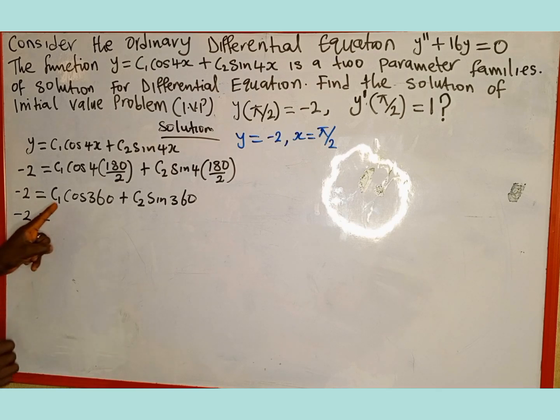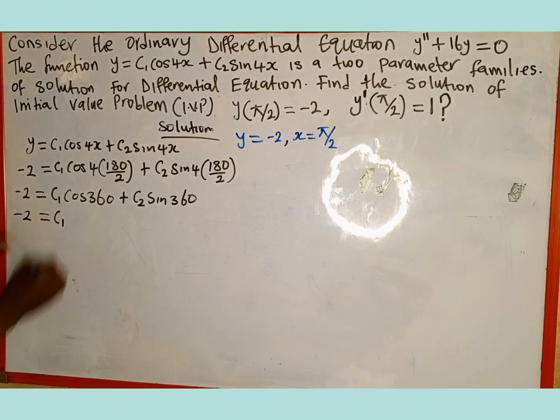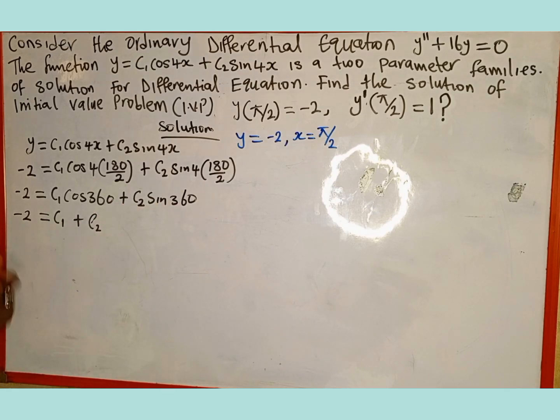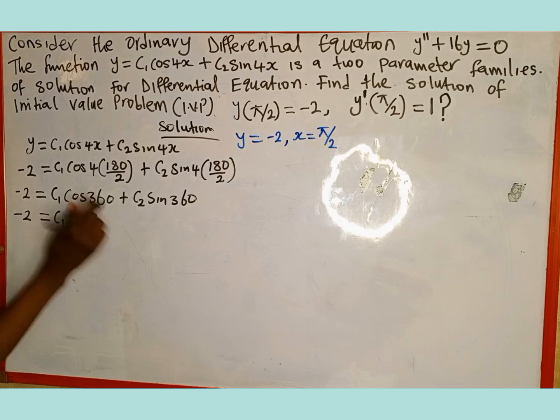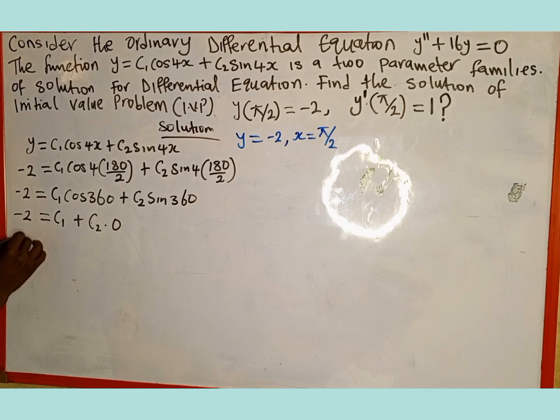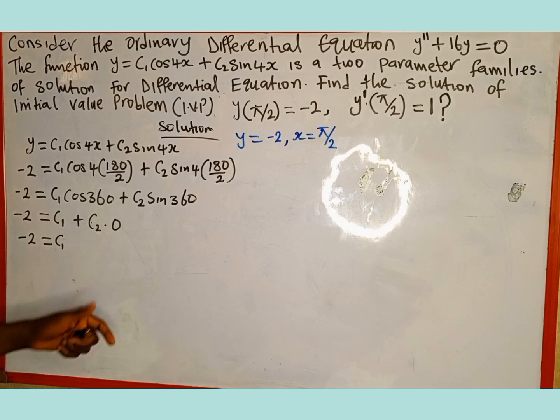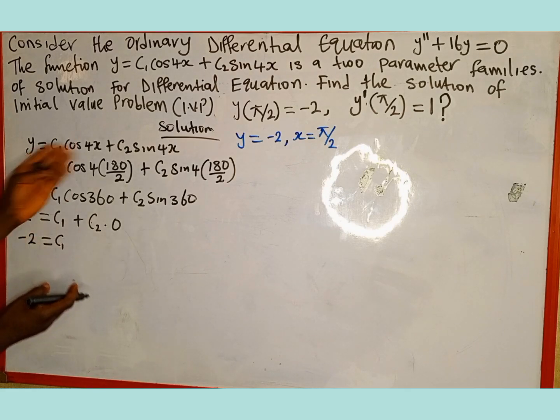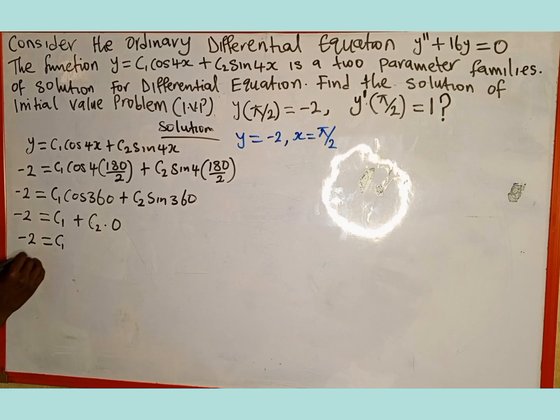Now we simplify further. -2 = c1, then cos 360 is equal to 1. So 1 multiplied by c1 is also c1. Then plus c2, then sin 360 is 0. If you press your calculator, sin 360 is 0, and multiplied by c2 gives 0. Therefore -2 = c1 + c2 multiplied by 0, and any number multiplied by 0 is 0, so this term is going to cancel. Therefore, the value of c1 in this given initial value problem is -2. c1 = -2.